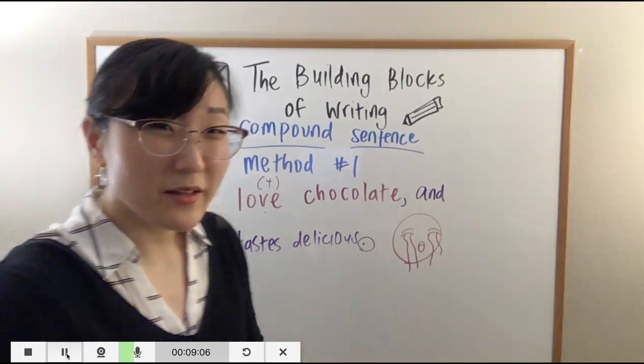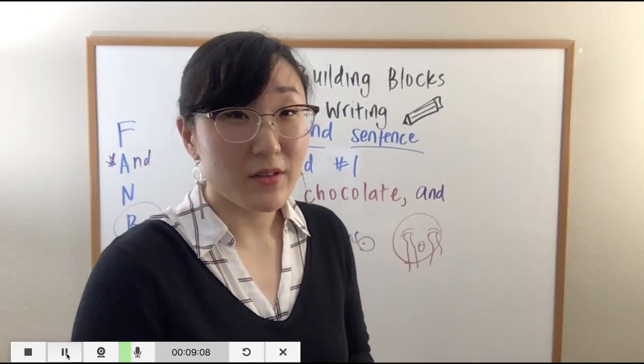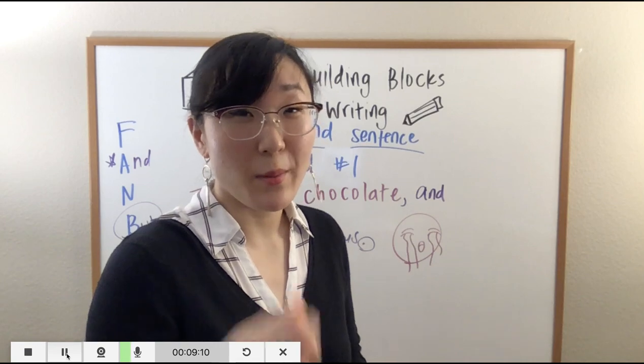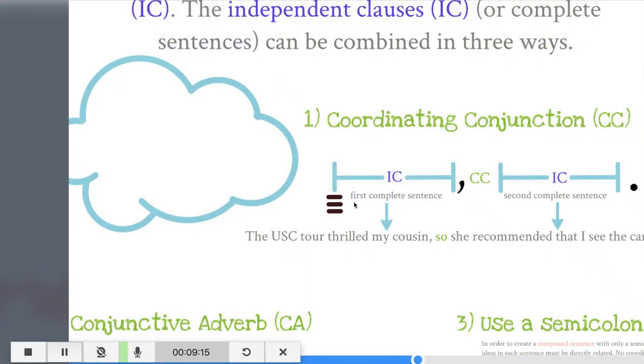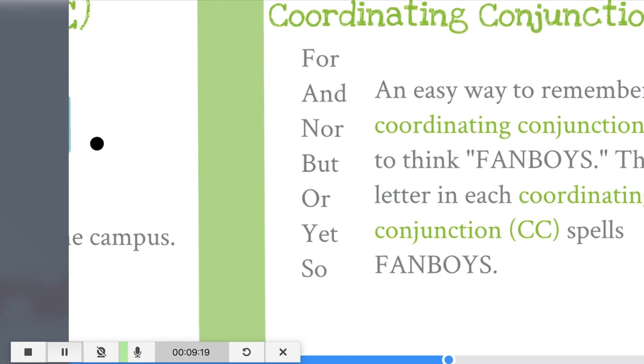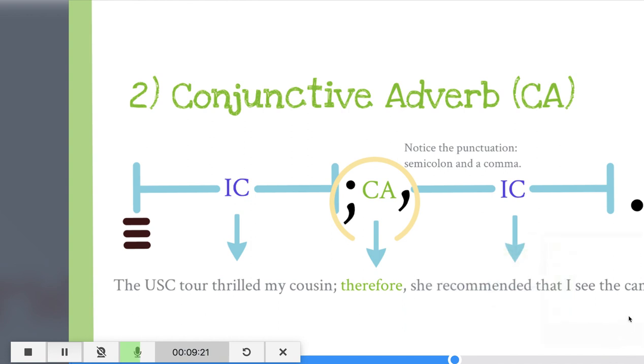Now, let's take a look at another method of using this compound sentence because remember there's 3. So what about this method? Now this, let me move forward here. This is called the conjunctive adverb, okay? Now you notice that the punctuation is slightly different. Here, this is called a semicolon, and then we have a comma.